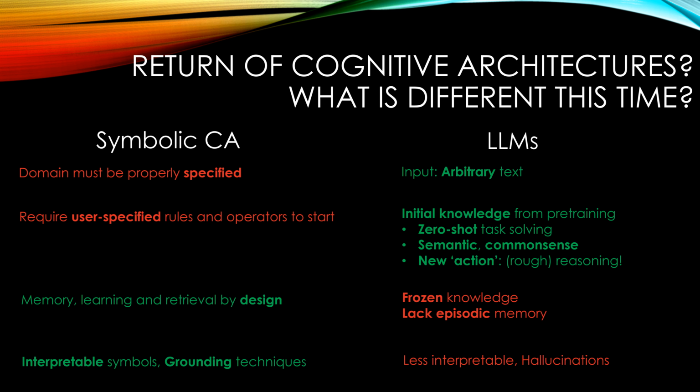LLMs are less interpretable as they are characterized by their weights, which are a bunch of numbers. As such, it can be hard to catch when they hallucinate. Meanwhile, cognitive architectures largely make use of interpretable symbols and integrate grounding techniques to connect these symbols, such as words, to the real-world objects or concepts that they refer to.